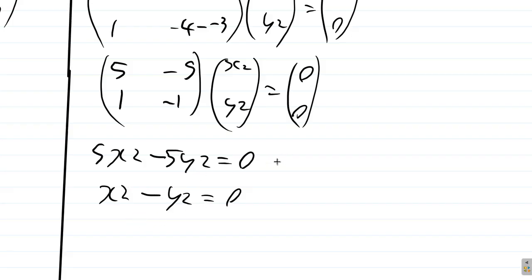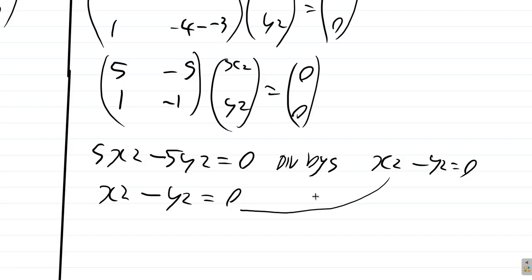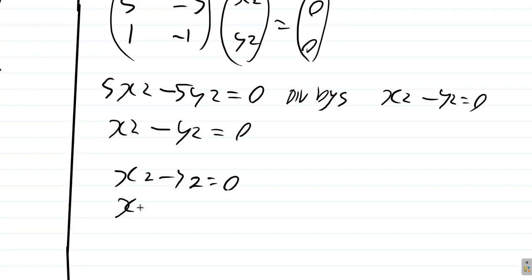Notice, if we divide by 5, we get 1x2 minus 1y2 equals 0. We get the same. Alright? It will be the same, so we just work with one of them. So we have x2 minus y2 equals 0. Therefore, x2 equals y2 when you add y2 to both sides. So x2 and y2 are the same. So the eigenvector would be, when x2 is 1, y2 is 1.